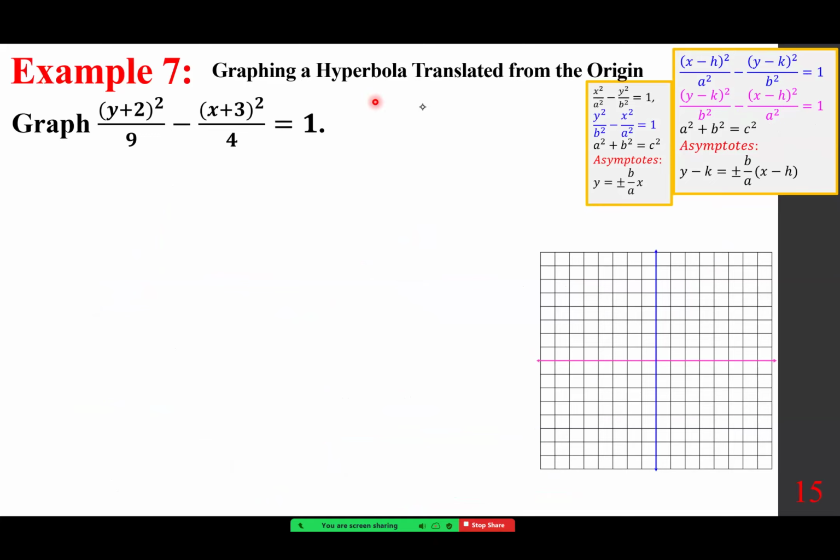So, graphing a hyperbola translated from the origin. This is the basic one. Now the transformation. In this case, we have y plus 2 quantity squared over 9 minus x plus 3 quantity squared over 4 equals 1. Clearly, we can see the center is at -3, -2. A squared is 4, b squared is 9, because we are going to compare it to this one with me.